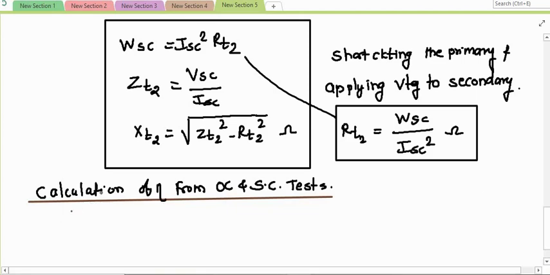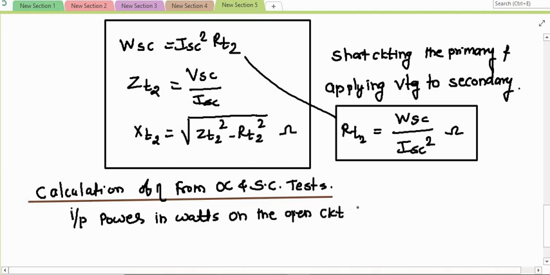We know what is the input power. Input power in watts on the open circuit test, means when you have performed the open circuit test on the transformer, what is the input power? W0, and that W0 is nothing but your iron loss. Iron loss, which is denoted by PI.